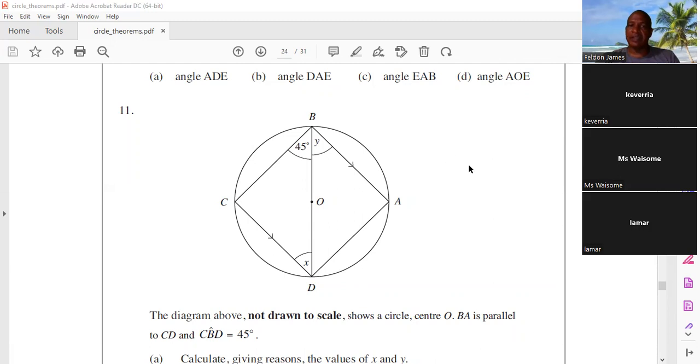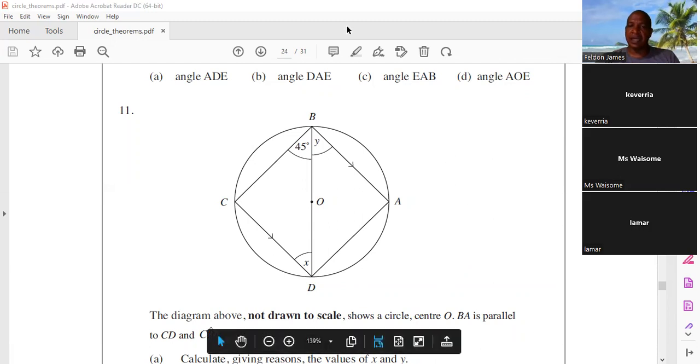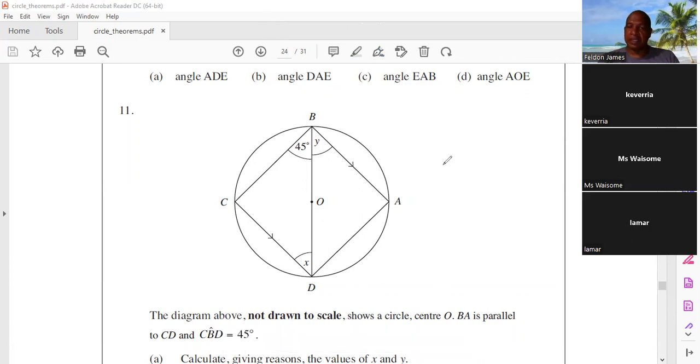So you have to give a reason. You have to give a reason for your answer. You can't just guess it, because if you guess it and the question is worth 2 marks, you get 1 mark just for guessing.